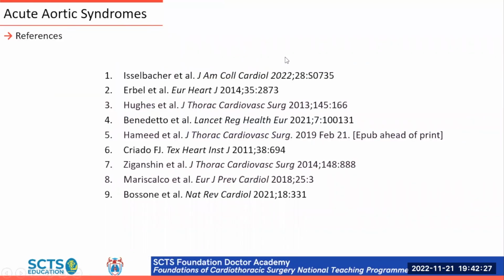These are the references. This is the study just mentioned, the American guidelines published in the Journal of the American College of Cardiology in November. Here are the European guidelines, and these are interesting studies describing the anatomy and the surgical techniques and the anatomical history of dissection.